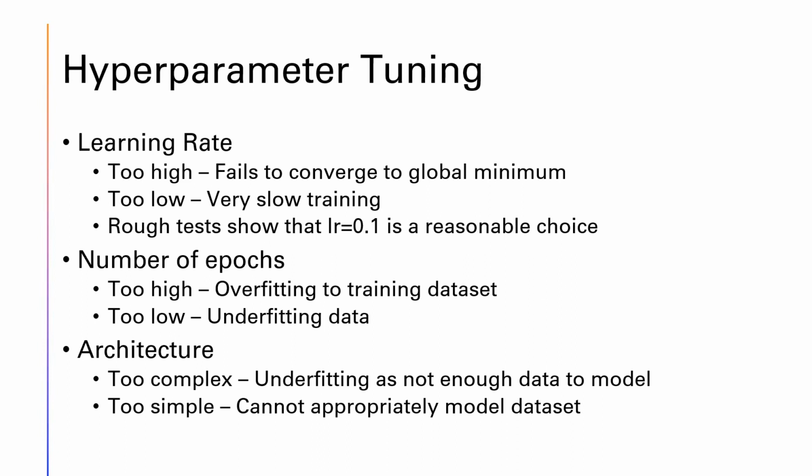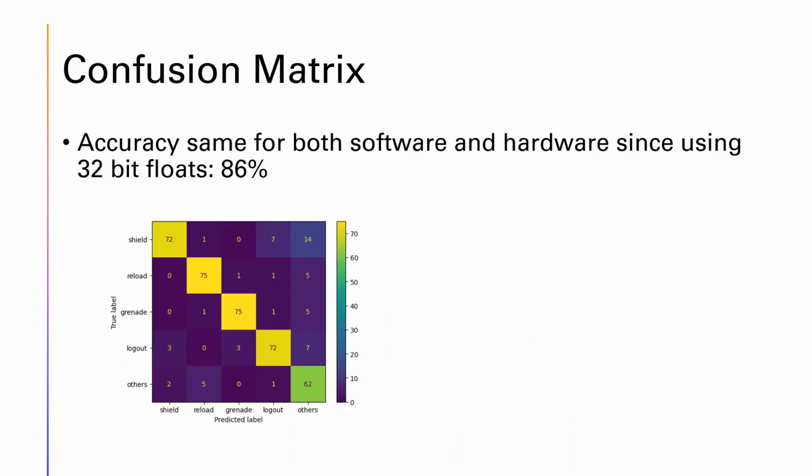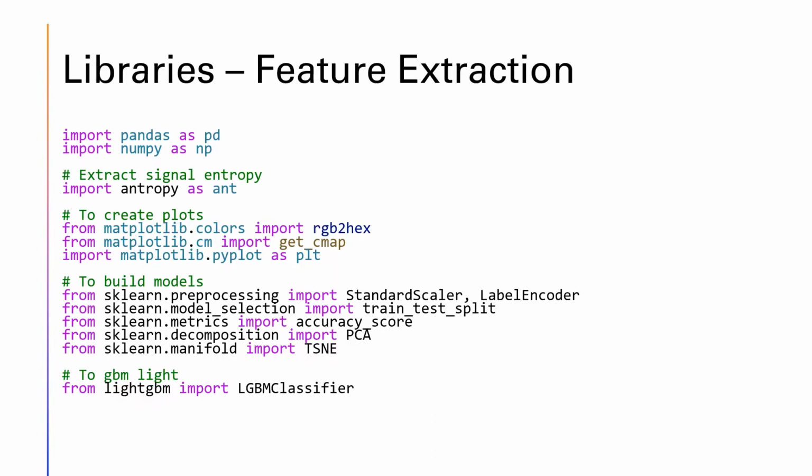By a rough test, a good learning rate is actually 0.1 and a good number of epochs seems to be 50, but this might change given more data and more tuning. There's also the architecture. There was testing of different architectures with even more complex designs and more layers, and the chosen one seemed to work best given the current resources. The confusion matrix is obtained as such, with the hardware performance being similar since both are using 32-bit floats. The accuracy is around 86% in this case, but it could possibly be improved.